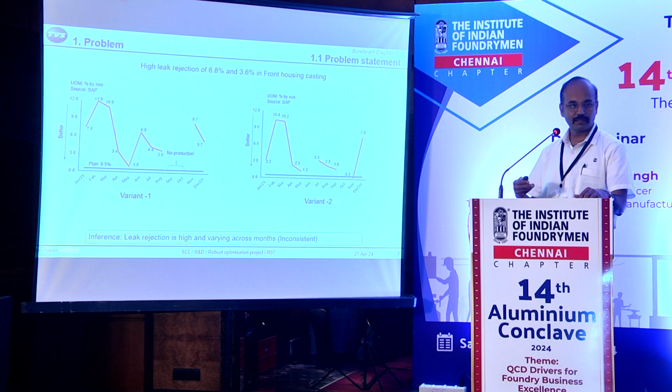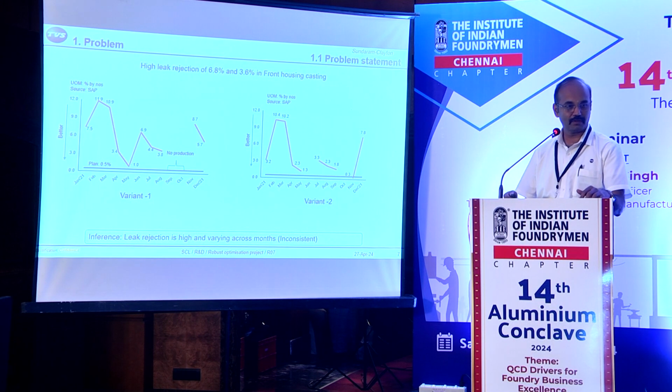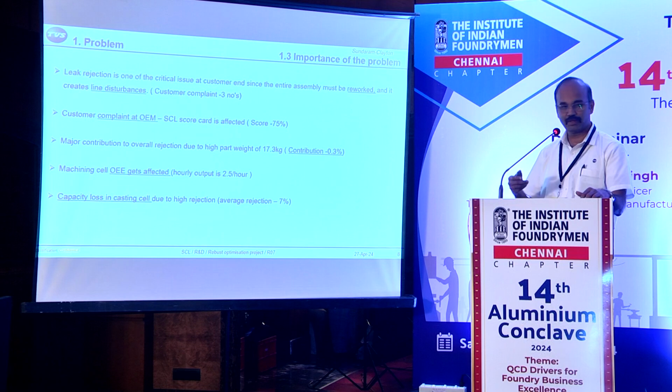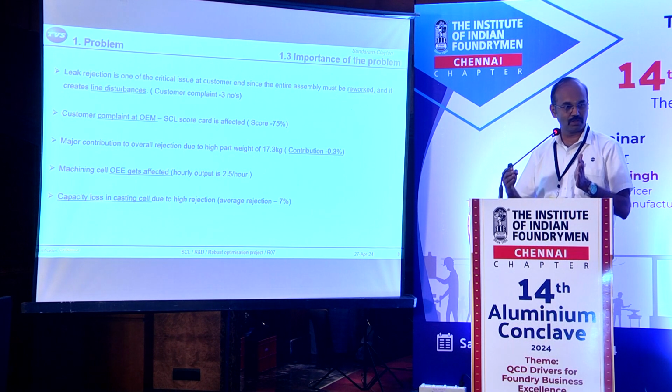Initially, when we started this project, we had very high leak rejection. The leak rejection was also varying; it was inconsistent across months. It is a significant problem, because of which we get some customer complaints. Because of customer complaints, sometimes we need to do additional rework, and our scorecard with the customer is also getting reduced. Being a heavyweight part, because of this rejection the overall rejection of the plant is also increasing, and we also have capacity loss in machining as well as in casting.